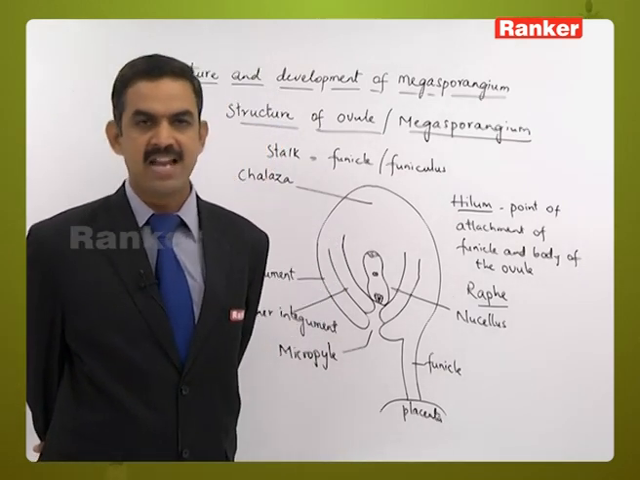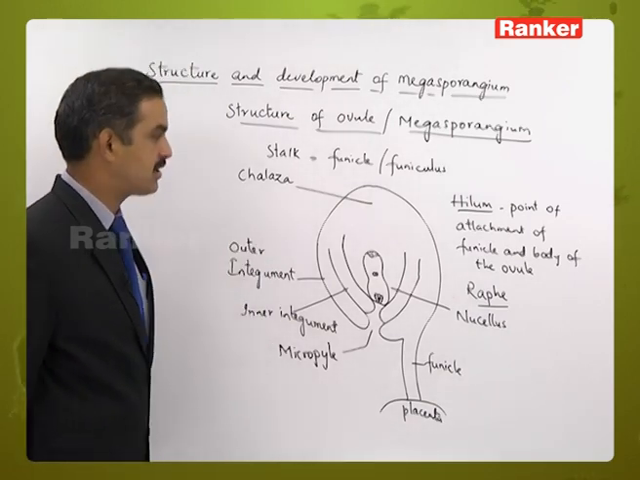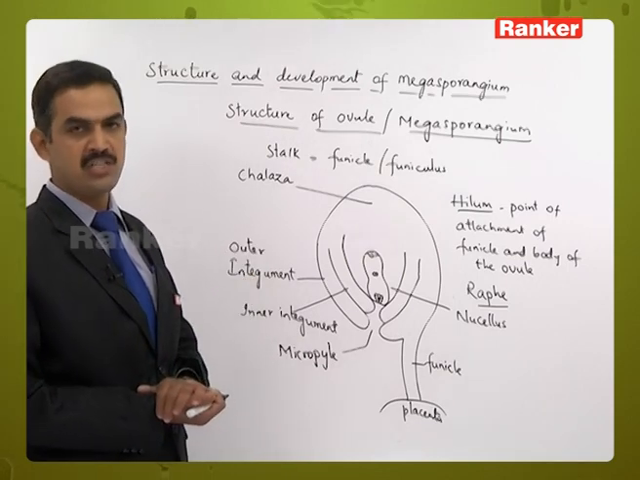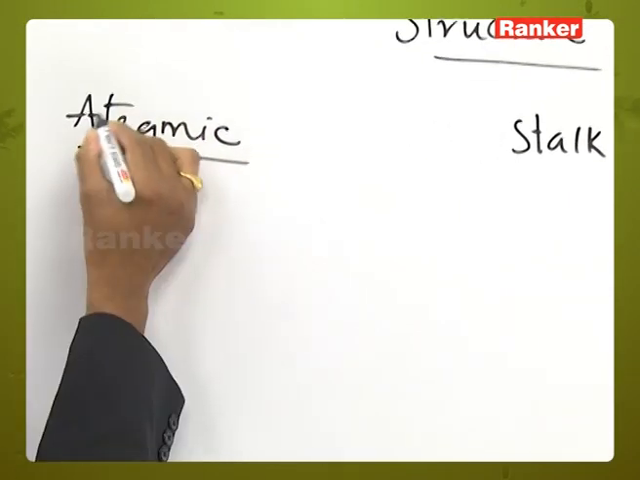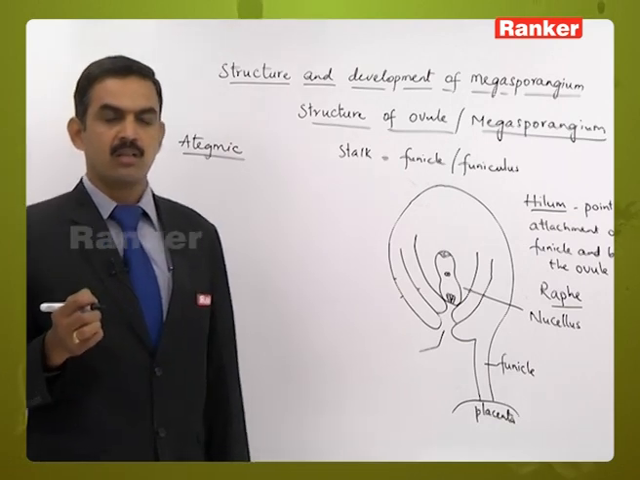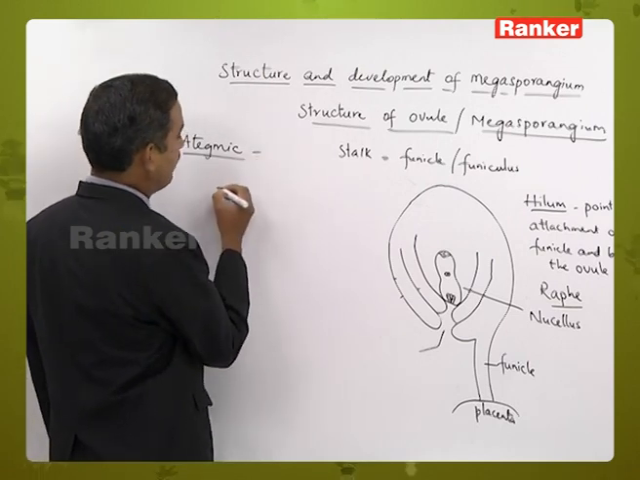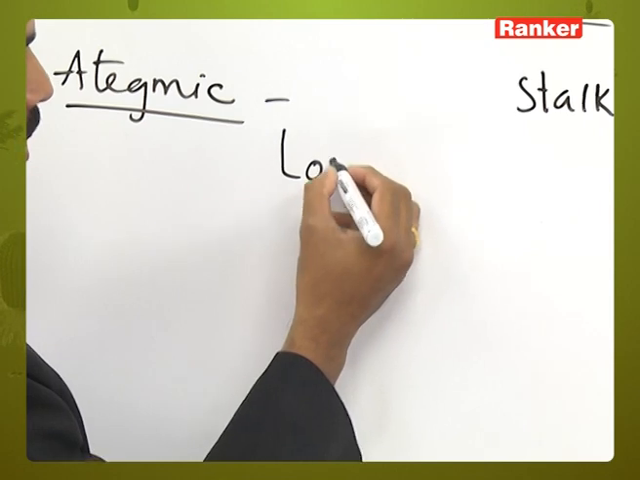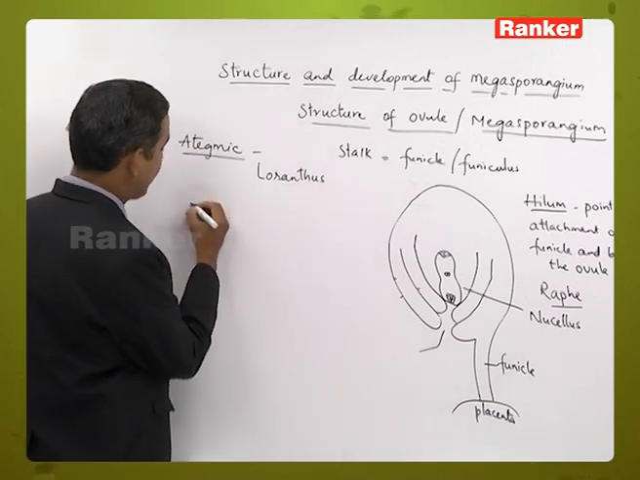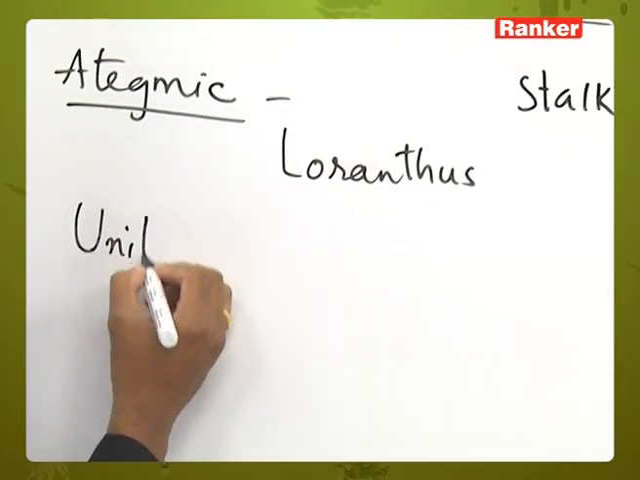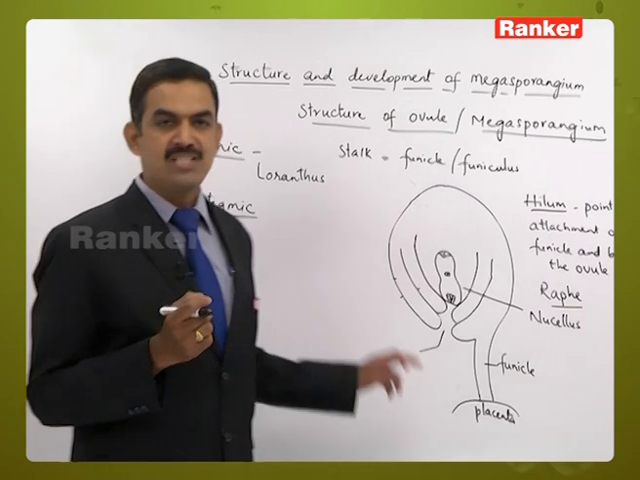Based on presence and absence of the integument and the number of integument layers, 3 types are present. Let's see the 3 types of ovules based on the integument numbers. The first one is ategmic ovules. Ategmic ovules means the nucellus is not covered with integument layers. This type of ovule can be seen in Loranthus like examples, whereas the second one is unitegmic ovules. Unitegmic ovules means the ovule in which a single integument is present.